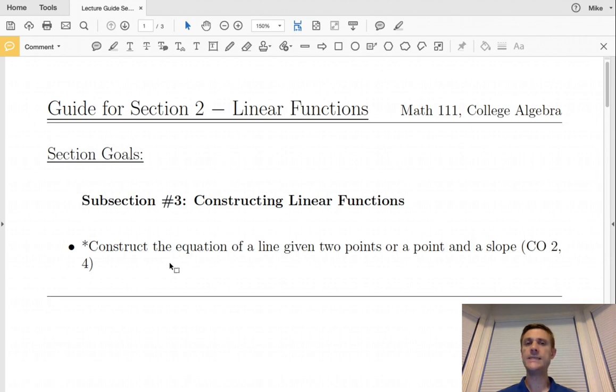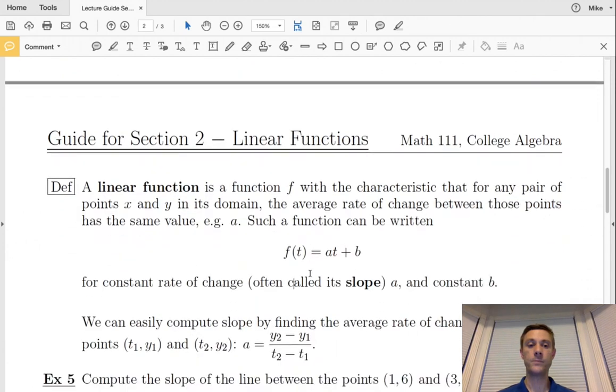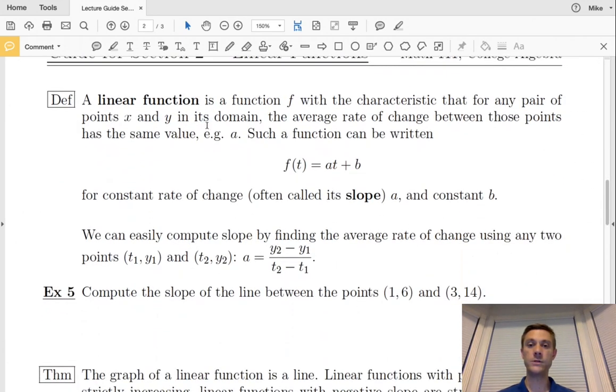So we've been teasing for the last couple of videos about what this section is really about, these functions that have this kind of interesting characteristic, and here's where we actually see it. So there's our definition. A linear function is a function with the characteristic that for any points in its domain, the average rate of change between those points has the exact same value. We saw this for one example a couple of videos ago.